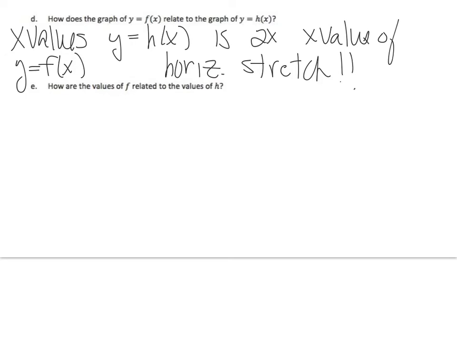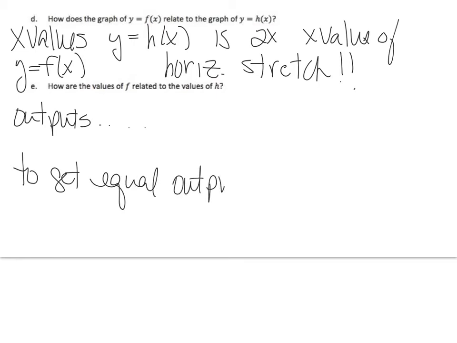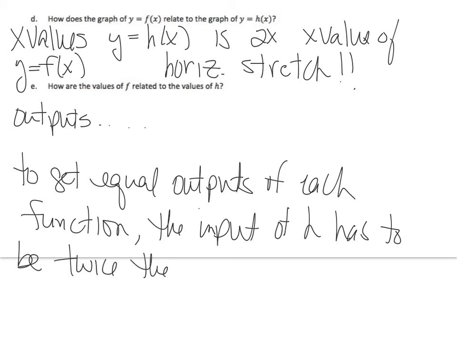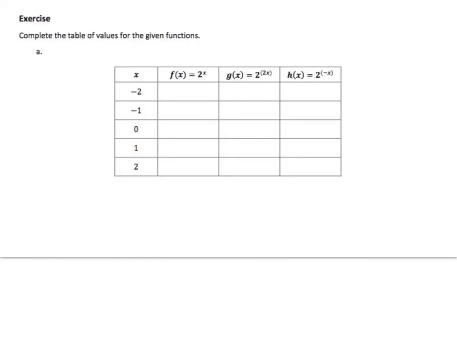How are the values of f related to the values of h? These are the outputs. So to get equal outputs of each function, the input of h has to be twice the input of f. Okay, cool. So let's practice these for a few.